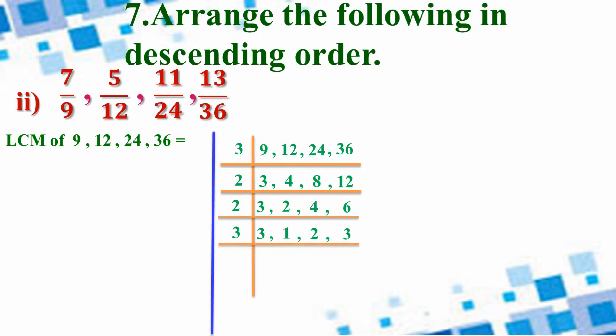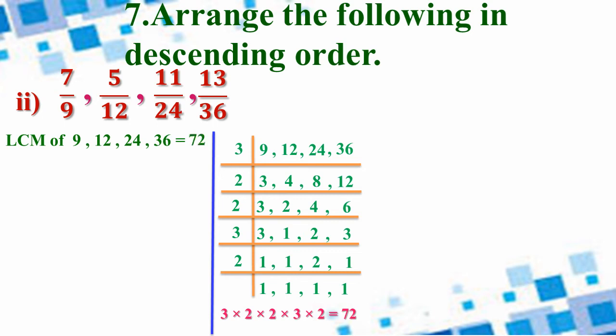The next divisor is 3. Here 1 3s are 3. Next, 2 is not divisible by 3, so carry forward. Next, 1 3s are 3. The next divisor is 2. So finally we get 1. Let us multiply all the divisors: 3 into 2 into 2 into 3 into 2, we get 72. Therefore, the LCM of 9, 12, 24 and 36 is 72.